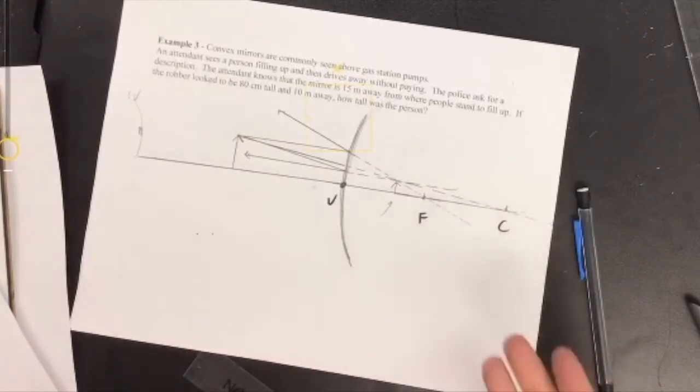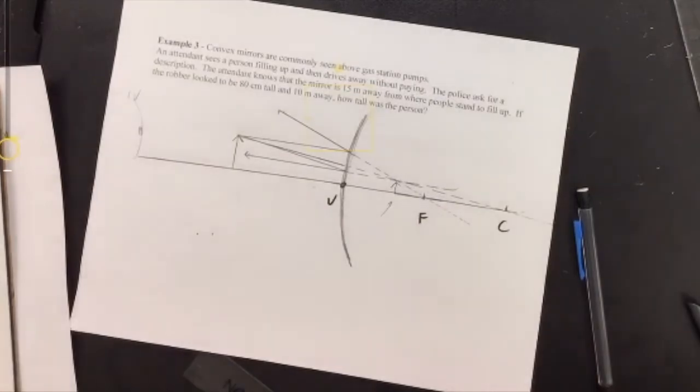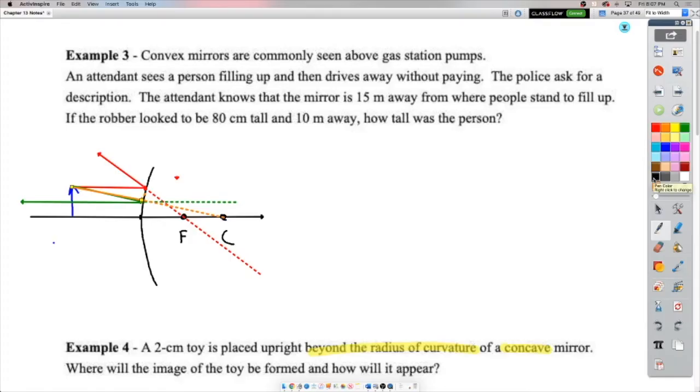Now, we already knew that, so let's get the math to actually tell us our answers. Okay, so let's actually read this in a little more depth. The attendant knows that the mirror is 15 meters away from where people stand to fill up. So in other words, the object that was reflected to her, this gas thief, right? The object was 15 meters away from the mirror. So that is DO, okay? If the robber looked to be 80 centimeters tall, that is HI, right?